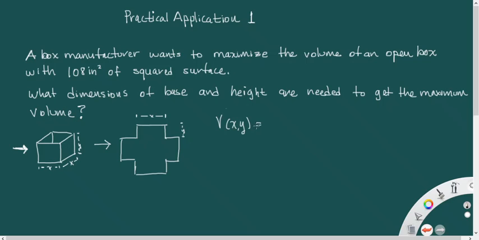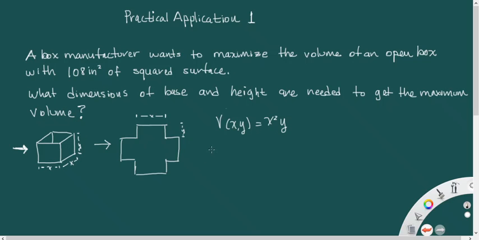We have a two variable function here. This is volume for x and y, and if you agree, this is equal to x squared times y. Okay, so x squared times y, and that is the formula for the volume.